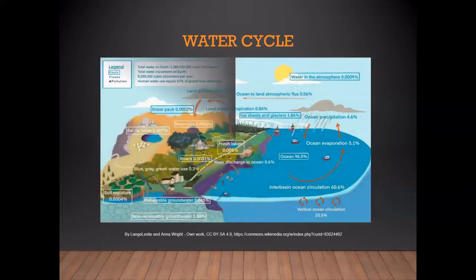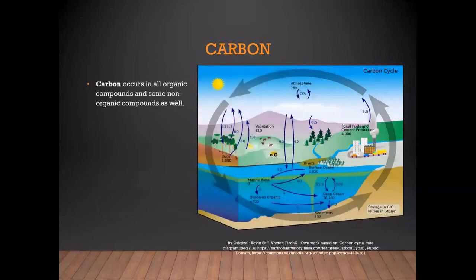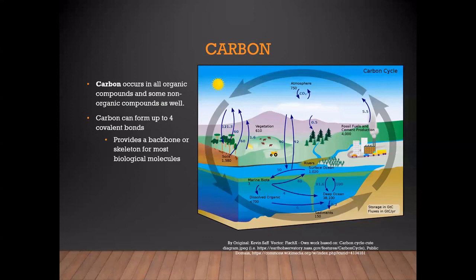The water cycle is the movement of water from surface water to the atmosphere, back through the biotic and abiotic components of the terrestrial biome, and back into surface and groundwater. Carbon occurs in all organic compounds and some non-organic compounds as well, such as CO2. Carbon can form up to 4 covalent bonds. It provides a backbone or skeleton for most biological molecules. Carbon also cycles through water, soil, atmosphere, and the biotic and abiotic components of the environment.